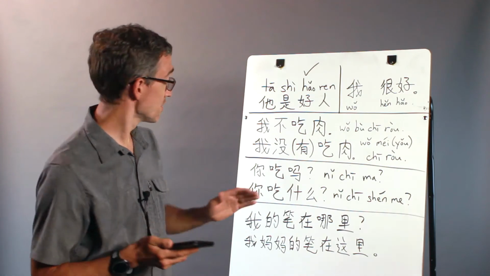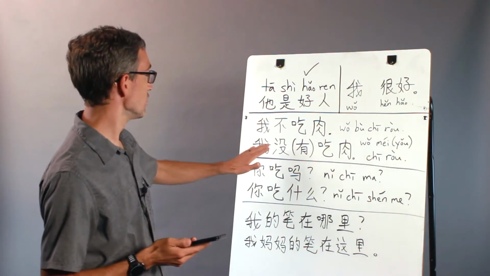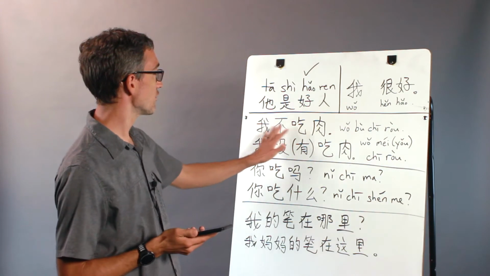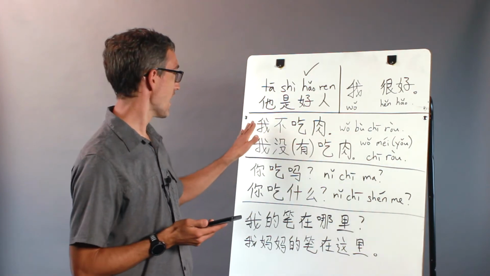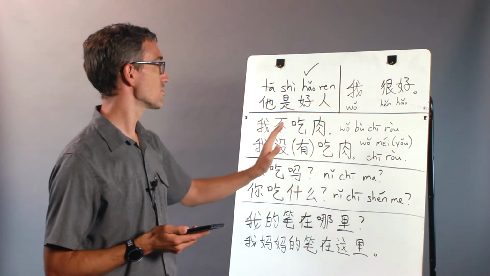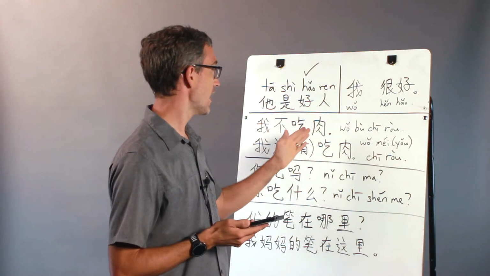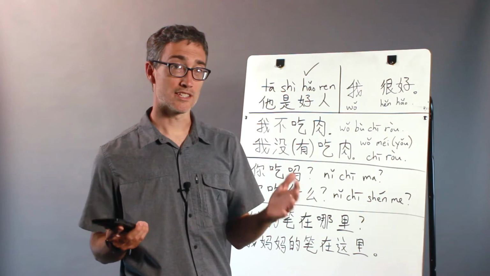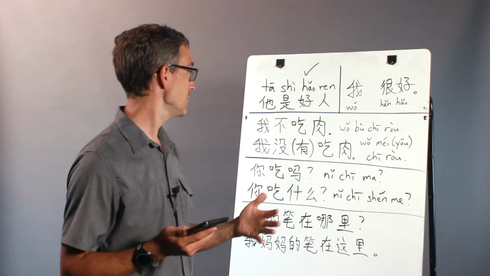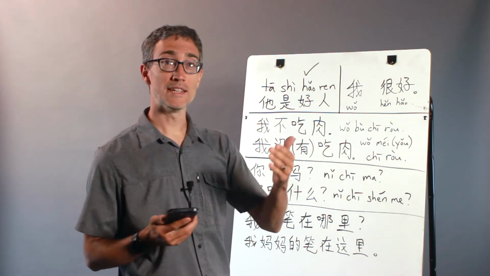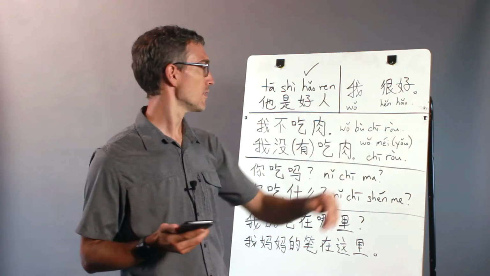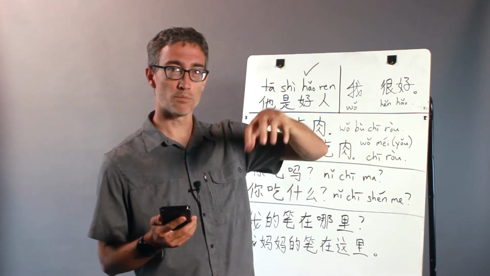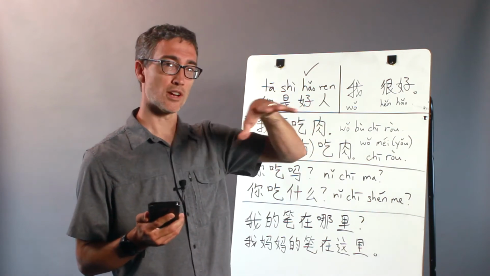So here's an example of a contrast using a similar sentence but different uses of 不 and 没. 我不吃肉. That means I do not eat meat. So it could mean I do not eat meat ever. That's a habitual thing. I never eat meat. Or it could mean that I'm not planning to eat meat today, like at this meal. 我不吃肉. I'm not going to eat meat. So it's either present or future-ish, or it's talking about a habitual action.